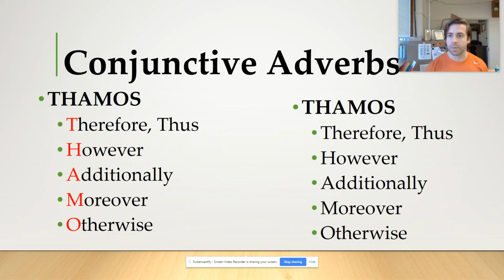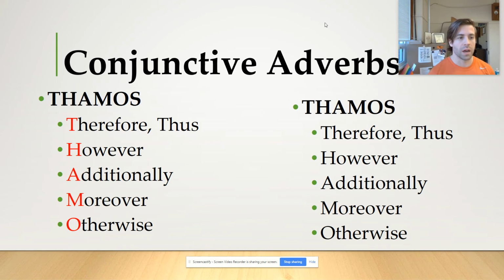Conjunctive adverbs are commonly known as THAMOs, just because the most commonly used ones have the acronym THAMO. They're words like therefore or thus, however, additionally, moreover, otherwise. They're called conjunctive because they conjoin things, just like FANBOYS, like and or but or so, are conjunctions. They join sentences together. These also join sentences or thoughts or ideas together, but they don't quite act in the same way. They're not a pure conjunction. So usually we can't just do a comma and add however. We've got to do something a little bit more.